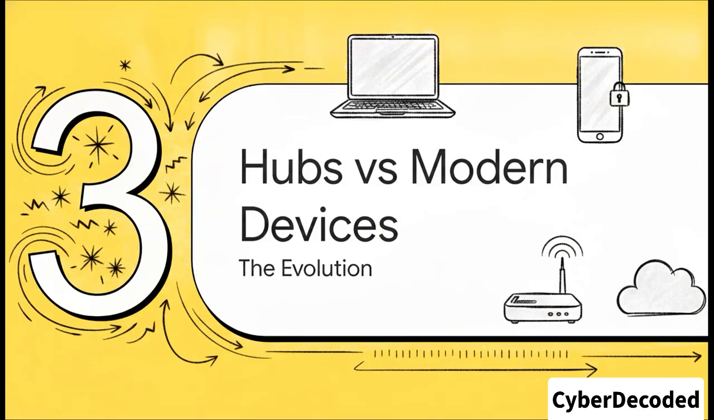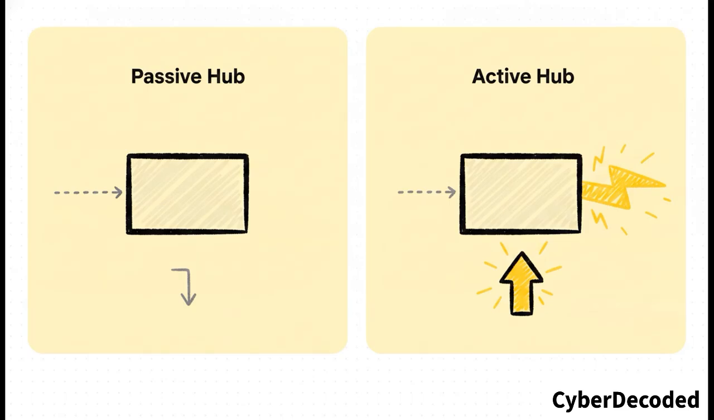Section 3. Hubs versus modern devices, the evolution. Now, those high-stakes flaws we just talked about naturally forced the technology to evolve. Even within the hub family itself, there was a minor step up from passive to active hubs. A passive hub is basically just a dumb physical conduit. An active hub is slightly better because it regenerates and amplifies the electrical signals before blasting them out, which helps the data travel further. But don't let that fool you. Even the active ones were completely blind to MAC addresses. They didn't get smarter, they literally just shouted louder.